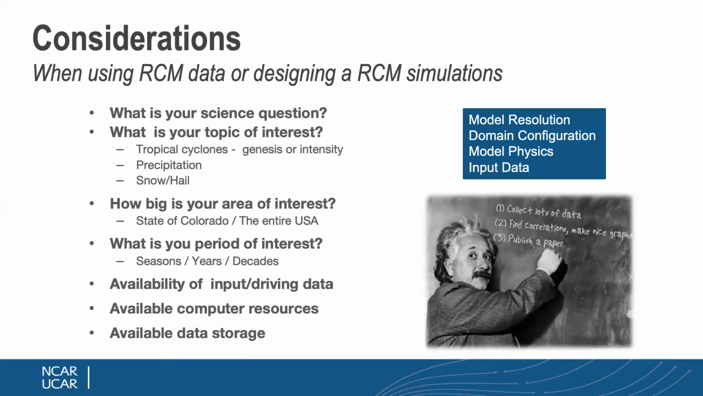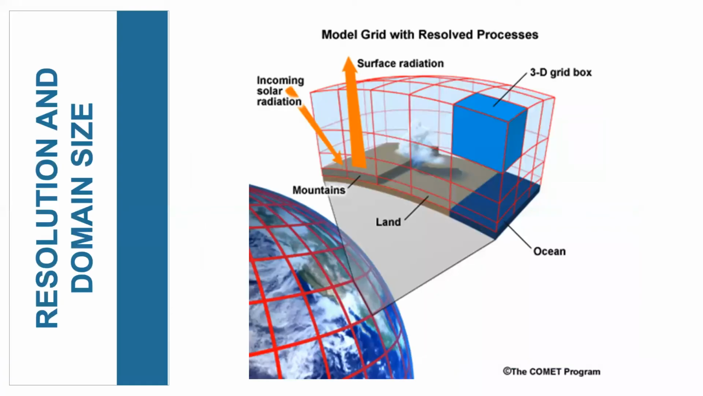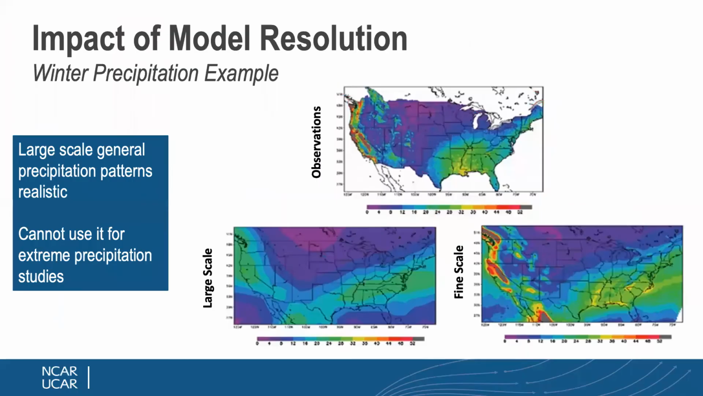So from the modeling perspective, some of the things you need to consider would be the model resolution, the domain configuration, model physics, and input. And I'm going to go through each of these in a little bit more detail in the coming slides. So first of all, I am going to look at model resolution and domain size. And to set the stage, I'm going to give you a couple of examples.